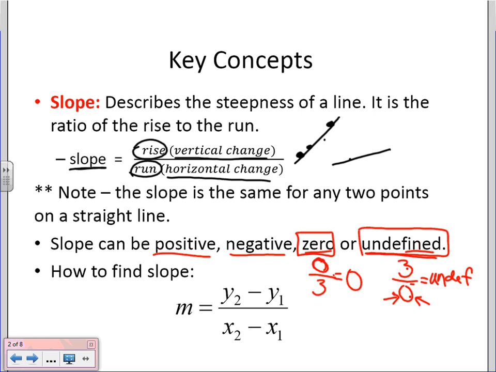Okay, so the difference between 0 and undefined is this: undefined has a 0 in the denominator, whereas 0 slope has the 0 in the numerator. That's important to remember. And how we find the slope algebraically is this right here. We've got m equals y2 minus y1 over x2 minus x1.